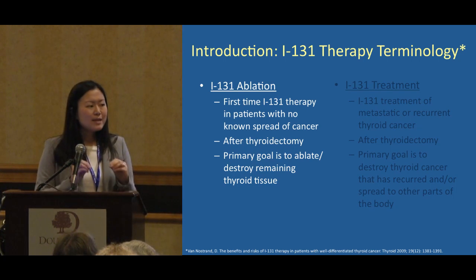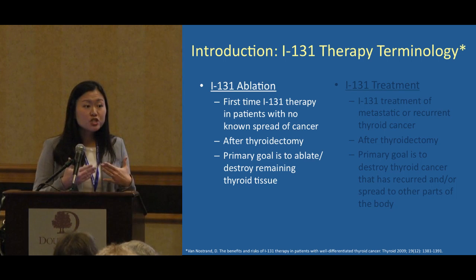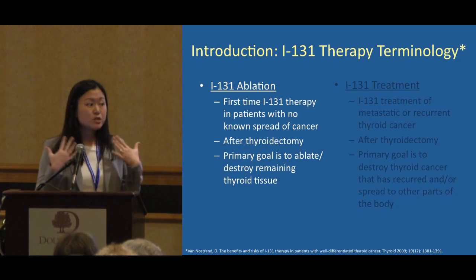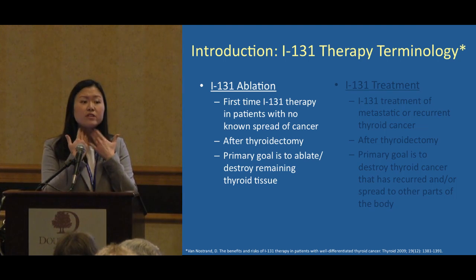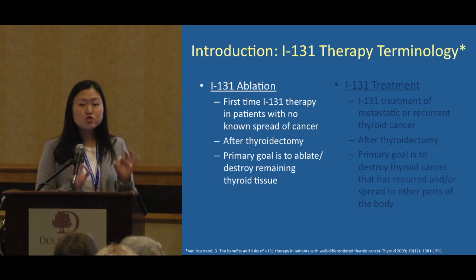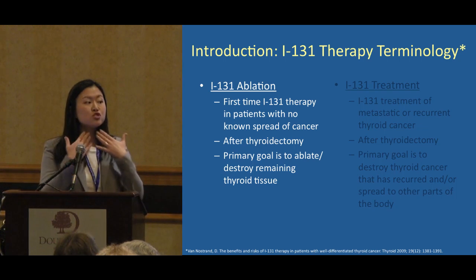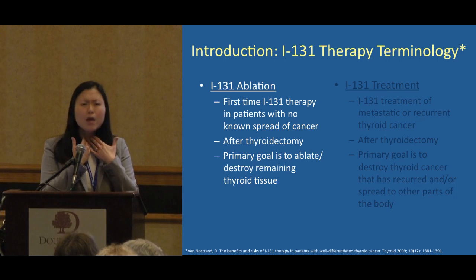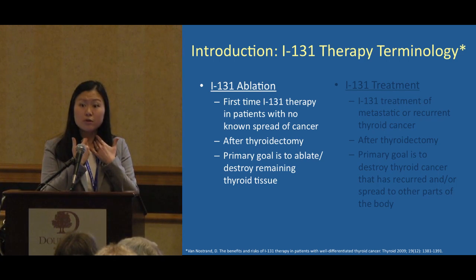In general, I-131 ablation is for patients in their very first treatment with radioactive iodine, and these are patients who have no known spread of cancer beyond their thyroid gland. It's done after surgery, after a near total thyroidectomy, so you get the thyroid gland out. The primary goal is to ablate or destroy any remaining thyroid tissue. Most often it's not going to be cancer, because these patients had very small cancers to begin with. But it gets rid of any remaining residual normal thyroid tissue.